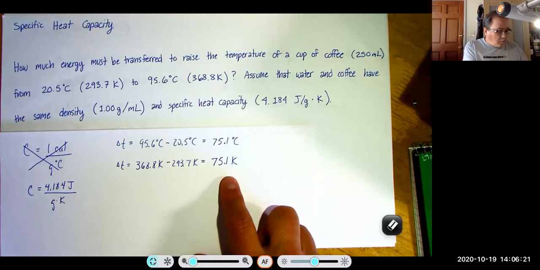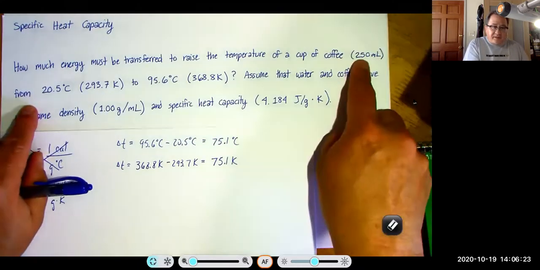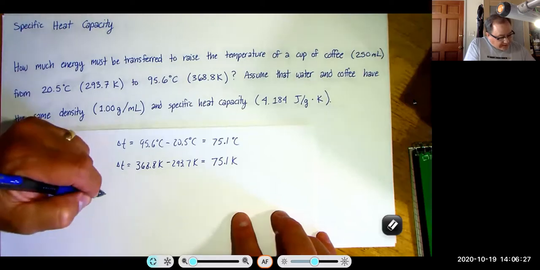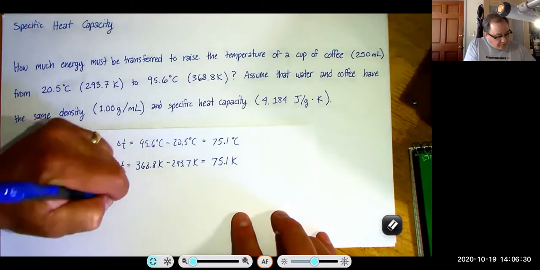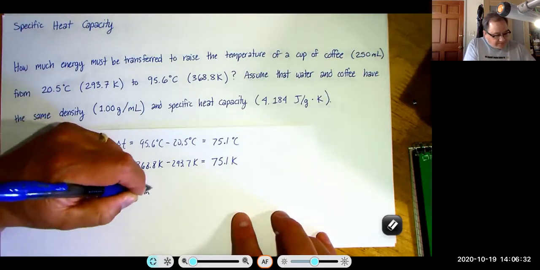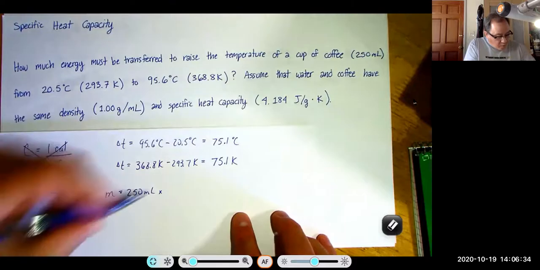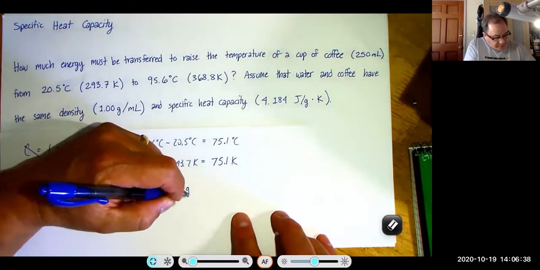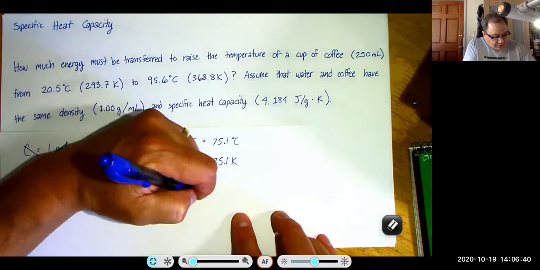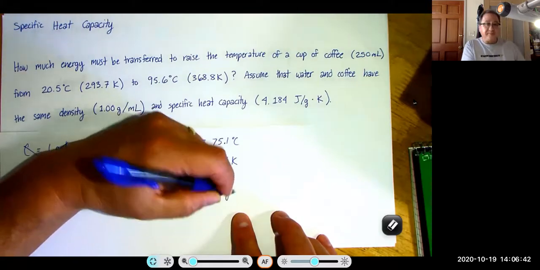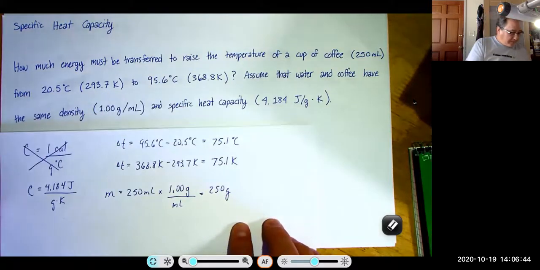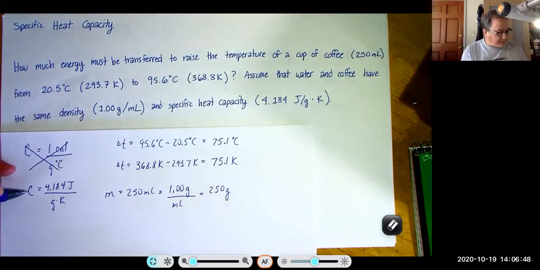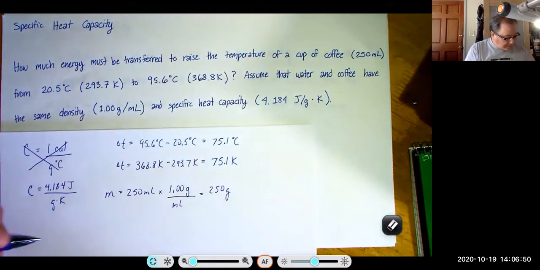Now, we have 250 milliliters of water, but we need the mass. So to get the mass, we're going to start off with 250 milliliters and multiply by 1.00 grams per milliliter, which gives you 250 grams. Okay, so we've got the mass, we've got the change in temp, we've got the specific heat capacity. All we have to do is solve.